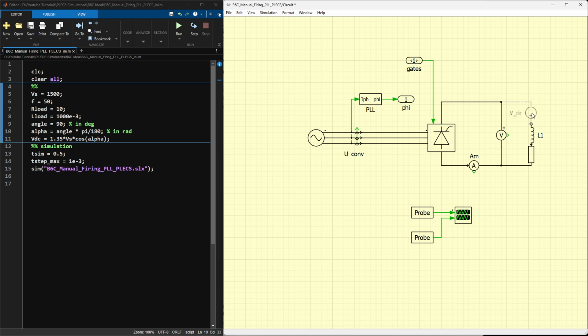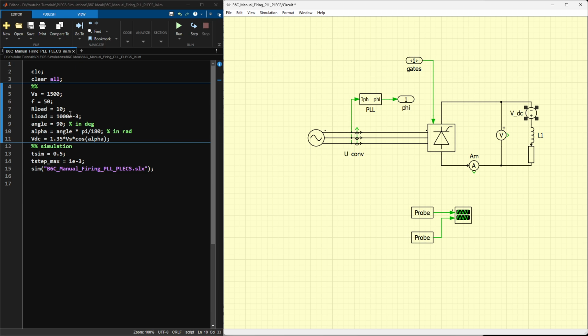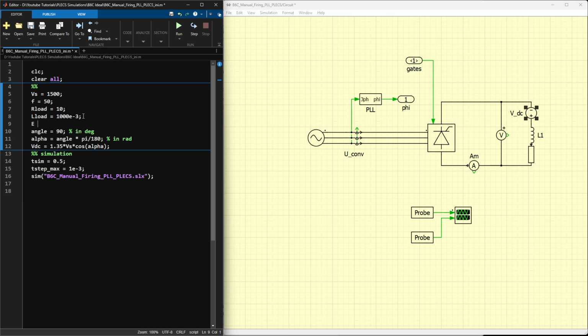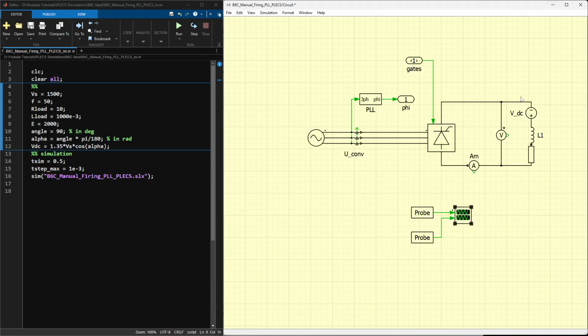Okay, let's connect it here. DC source, and let's name it E. I include the variable here, E, so 2000 volts. Let's check the values here. Now you see the DC side current is charging up the inductor. Important also here is to note that the output voltage is again 0. So the idea is to add active components on the DC side.